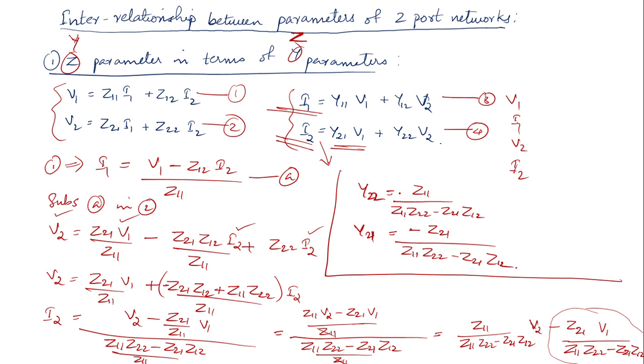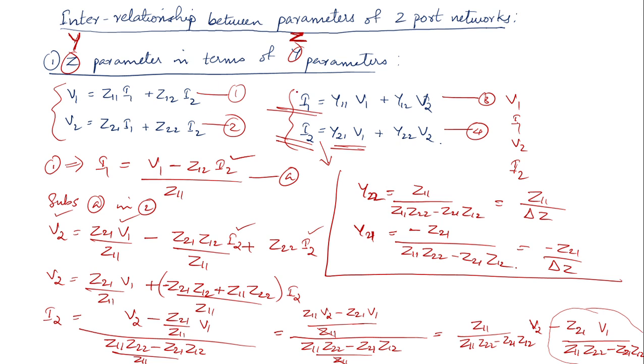And you have Y22 is equal to Z11 by this. So you can just write this denominator as delta Z. That is easier. Delta Z minus Z21 by delta Z. Similarly, you can find out I1 equal to, you substitute the value of I2. You have already got the value of I2. You substitute the value of I2 over here in your equation A, and you will get the equation for I1. So here actually you are finding out the Y parameter in terms of the Z parameter.